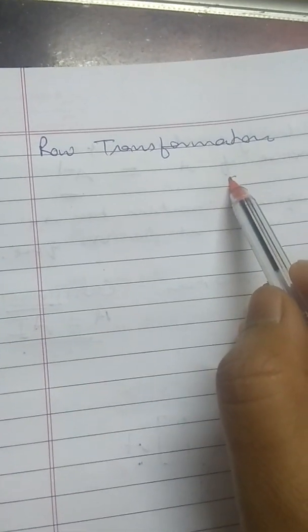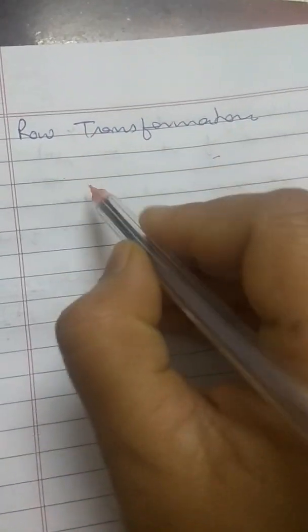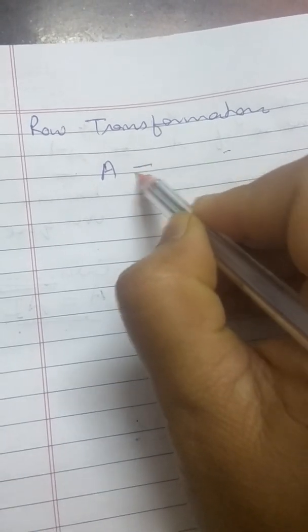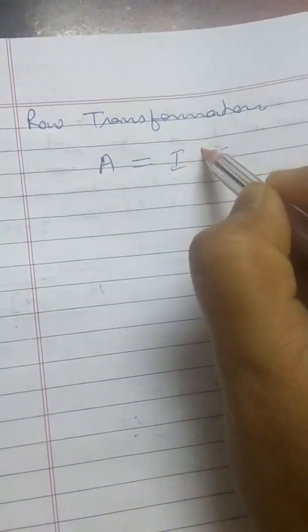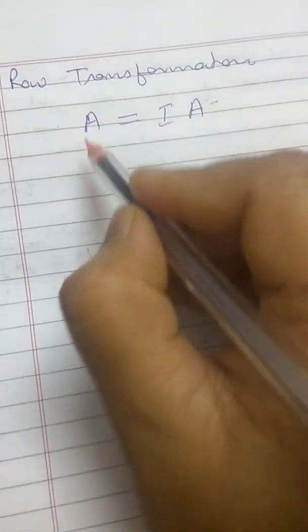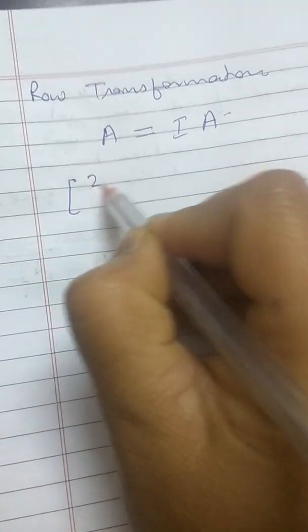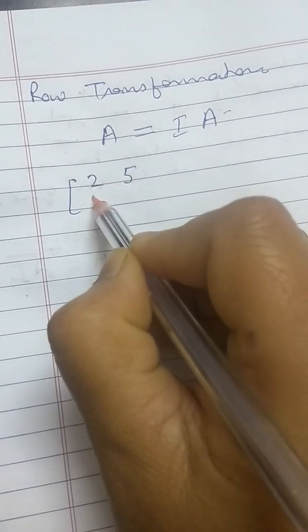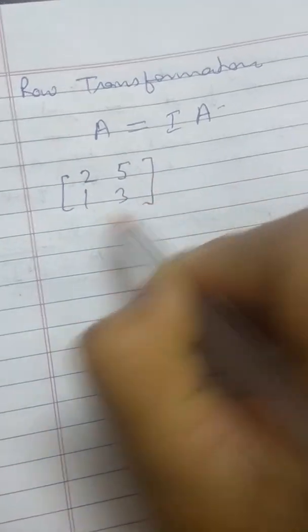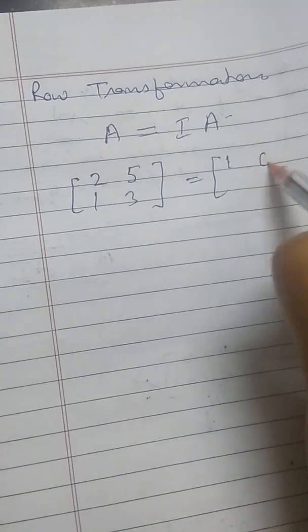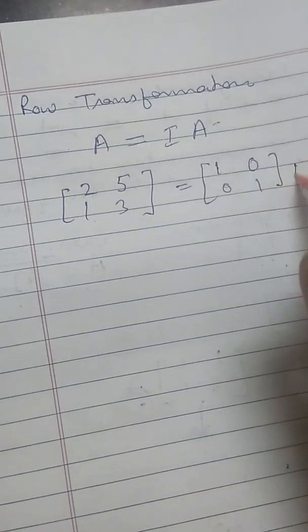Now we have to do the row transformation by elementary transformation. For the row transformations, we have to write matrix A is equal to I into A. And now we have to take the example. The example is for order 2: 2 5 1 3, and that can be identity matrix 1 0 0 1 into A.